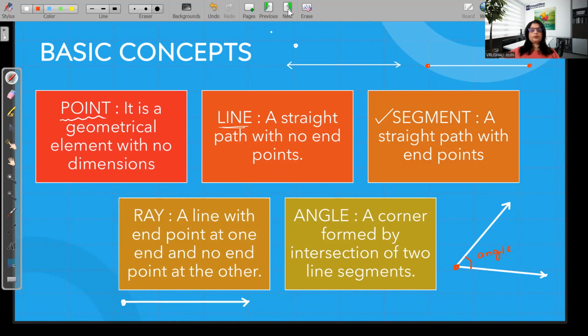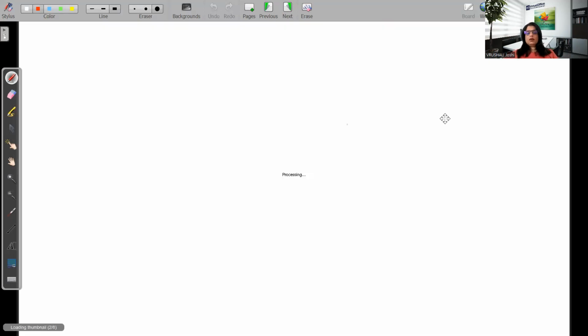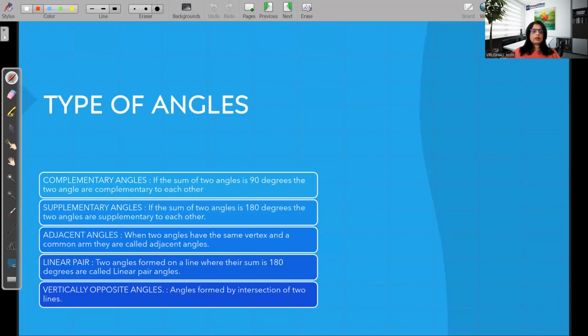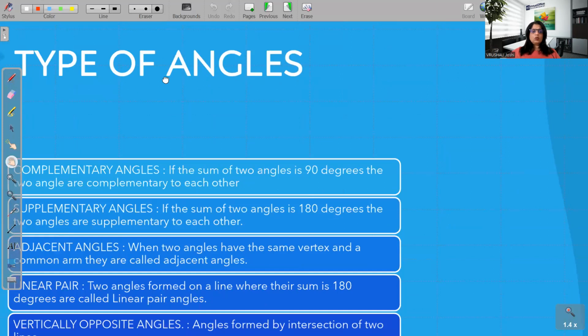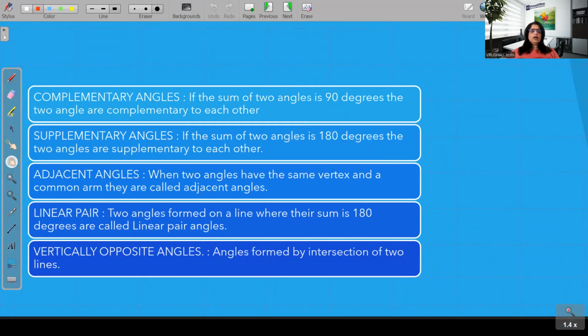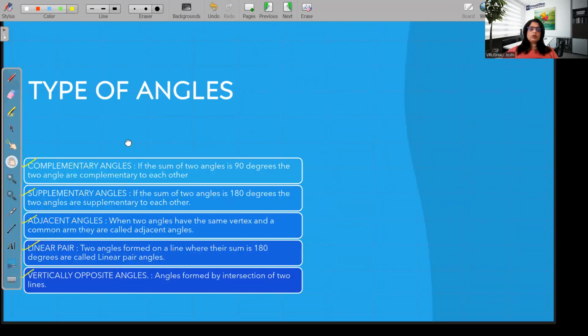Now, let us see what type of angles we are dealing with. Are you able to see this? A couple of angles we deal with: we have a complementary angle, then a supplementary angle, an adjacent angle, a linear pair angle, and a vertically opposite angle. These are different types of angles. When we learn about lines and angles, this is what we are going to focus on.